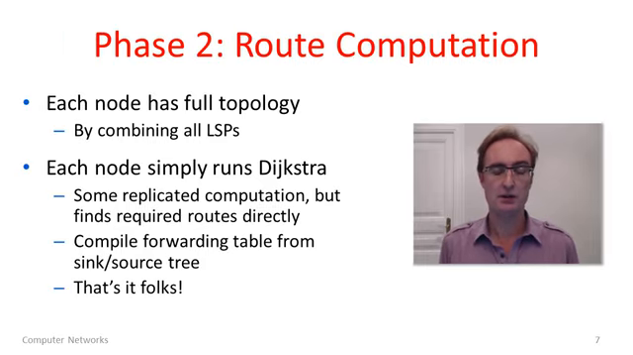Well, once that phase 1 is completed, every node will have received every other node's link state packet. By putting them together, they'll have a picture of the complete topology. Phase 2 is to compute the routes. All we do is have every node run Dijkstra's algorithm. So there's some replicated computation here. The nodes are looking for the source trees from themselves out, and so that can be different in different parts of the topology, although there's definitely some overlap here. Once we find the source tree at a node, we'll be able to compile the forwarding table from it directly. It sort of tells us all we need to know, and that's it.